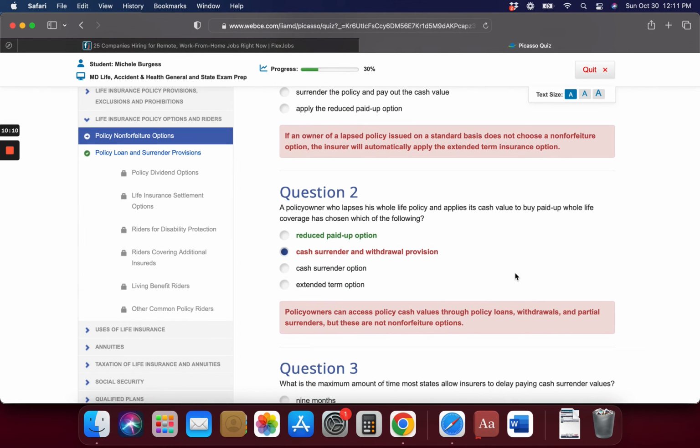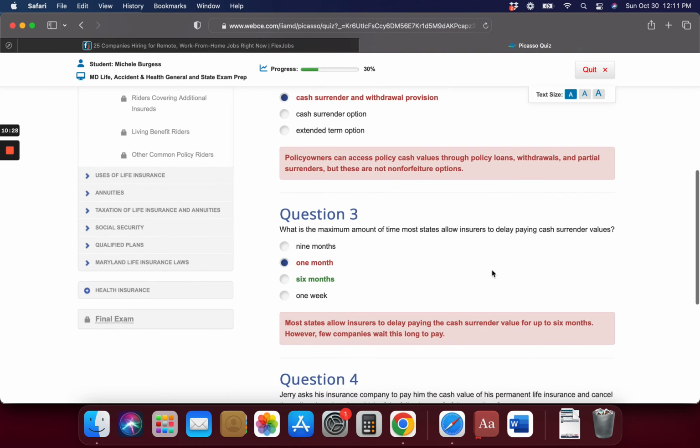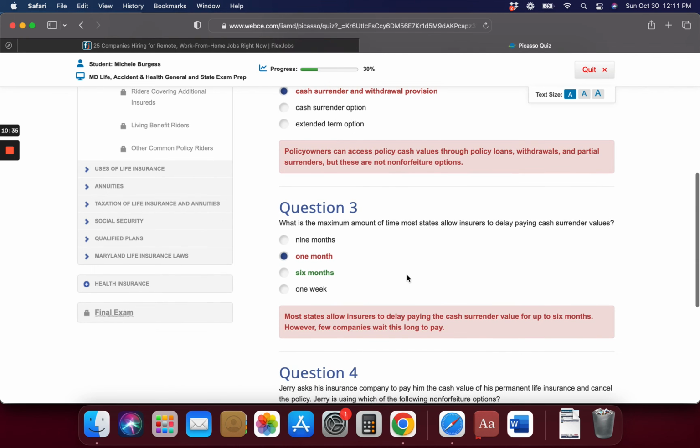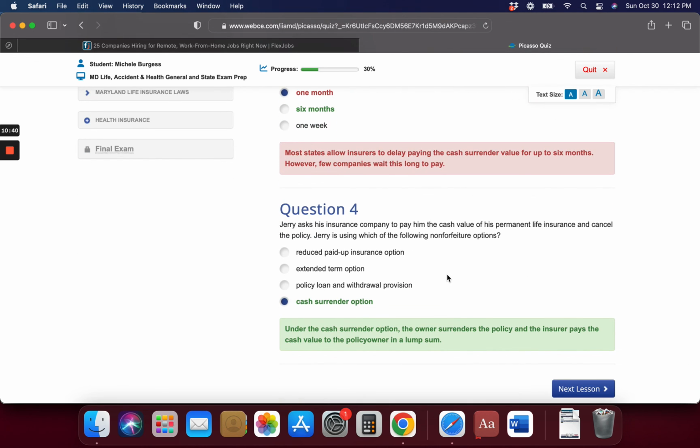All right, this one here, policy owner lapses on his life policy and applies the cash value to pay up the coverage. So they chose a reduced paid up option. Okay, not surrendering. Okay, this one is 6 months. Remember I said that was my second choice. What is the maximum amount of time? They got 6 months to pay the cash surrender values. And the last one is cash surrender option, right? When you want to get your money and cancel the policy.